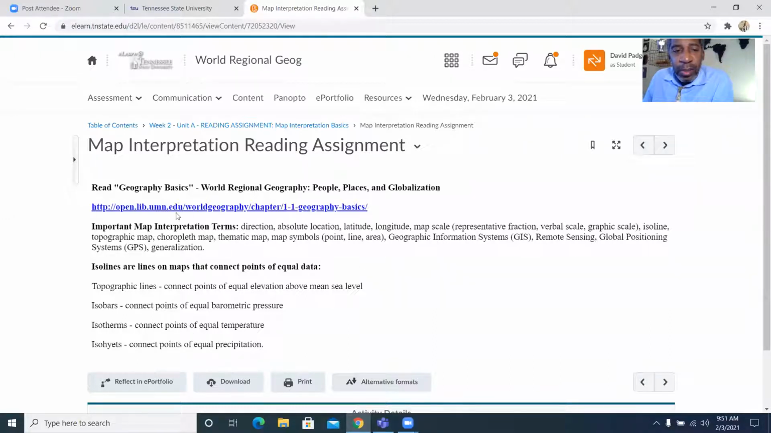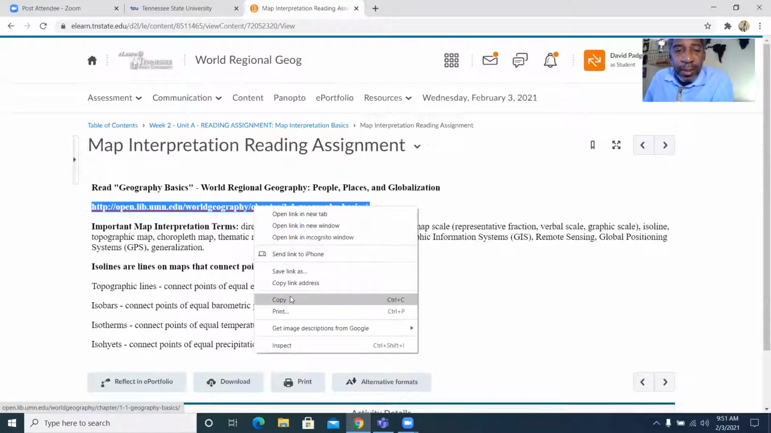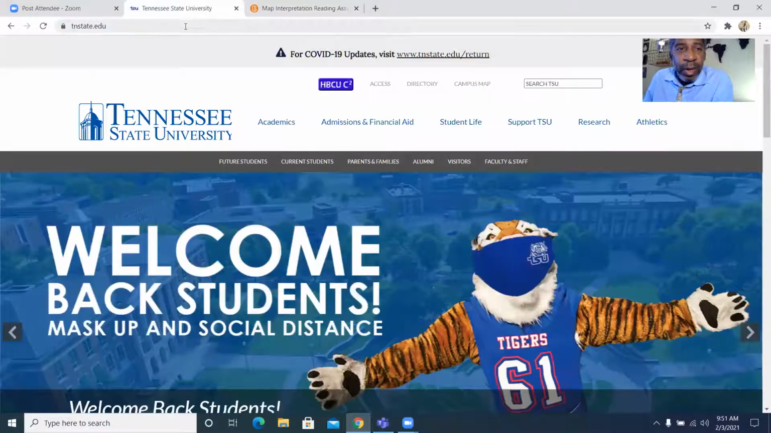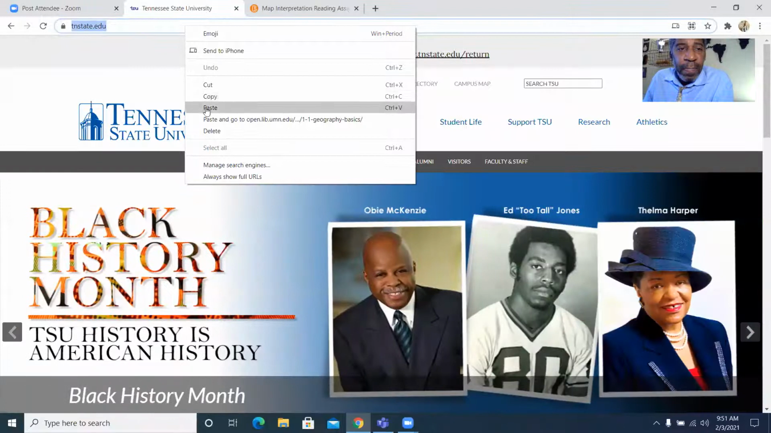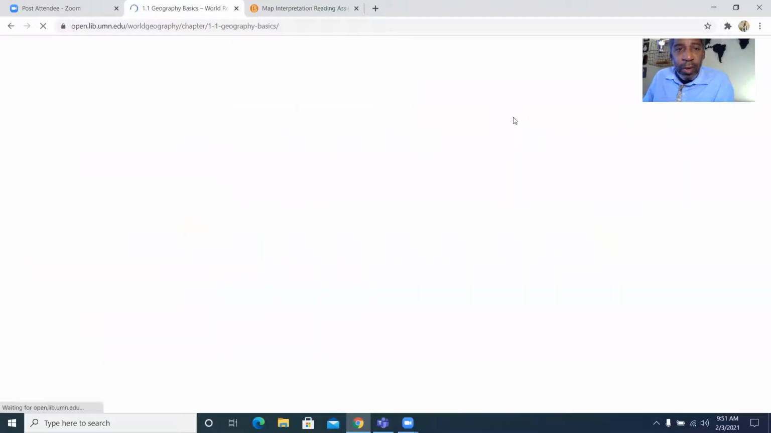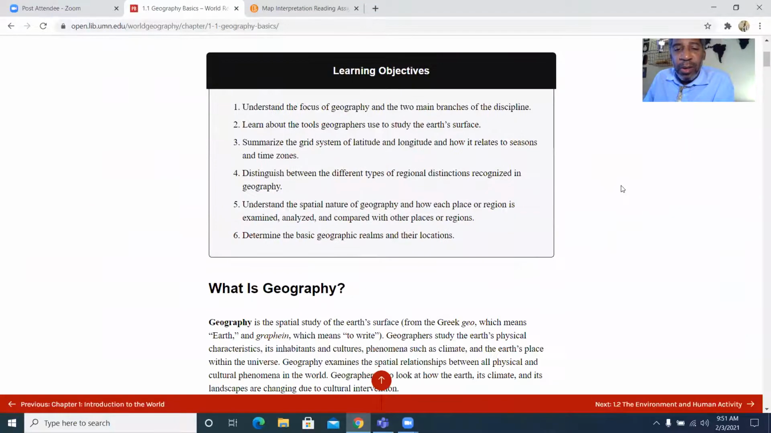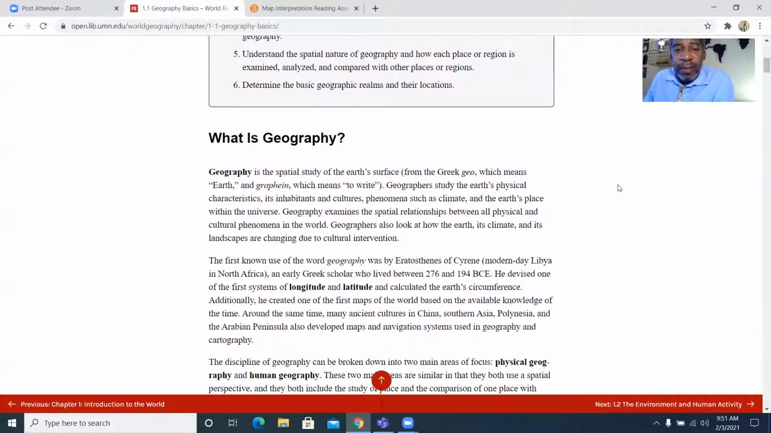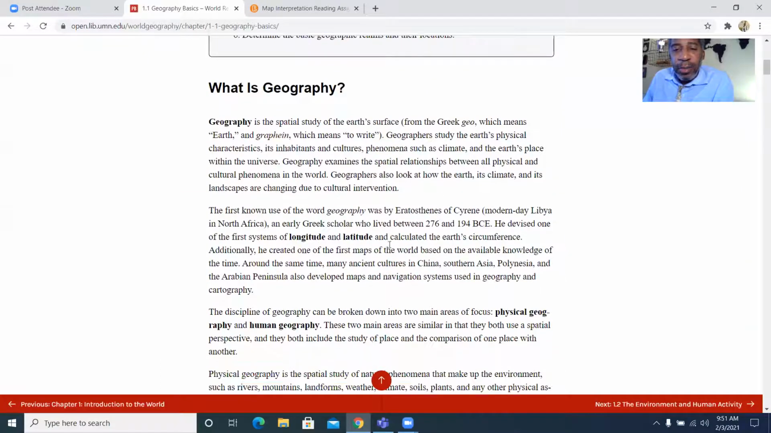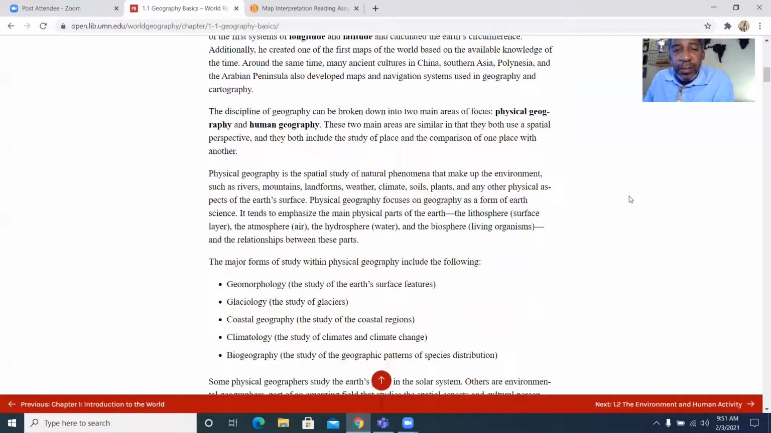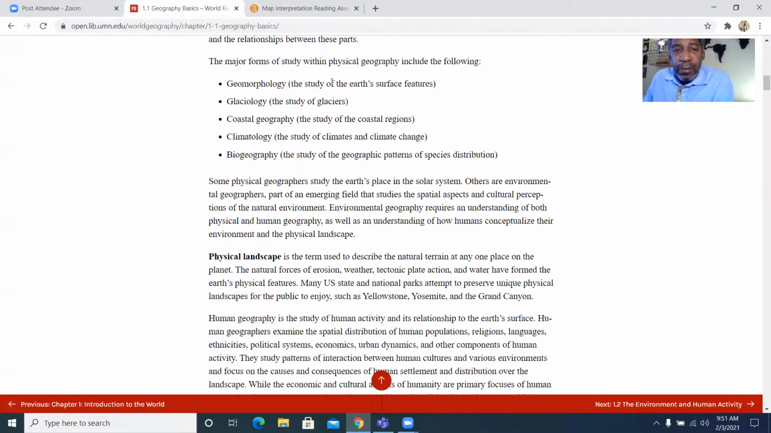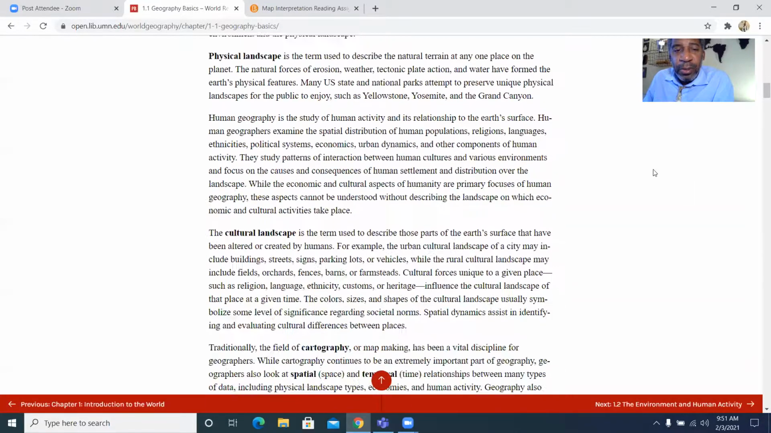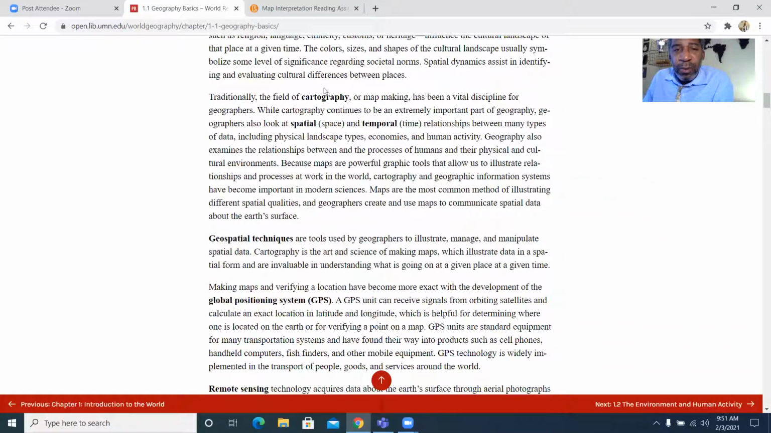And then there's, for this link, you'll definitely have to copy it and then paste it into a new browser to get it to work like that. And so some of the vocabulary words that you saw listed are defined here: latitude, longitude, geography, physical geography. Here's some more vocabulary words, and so on and so forth.